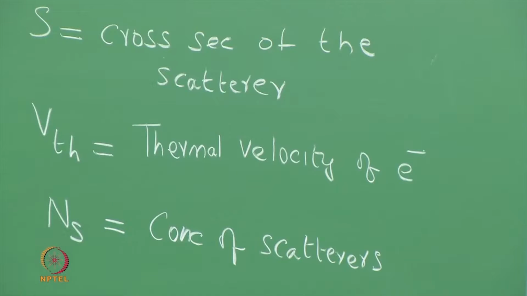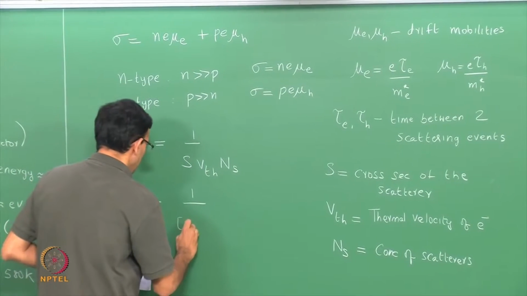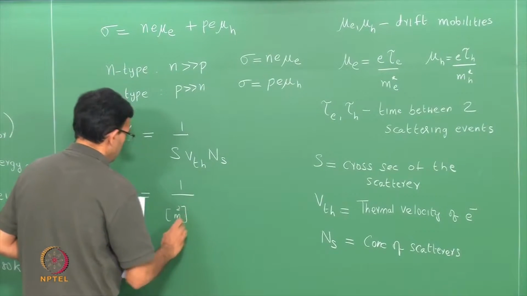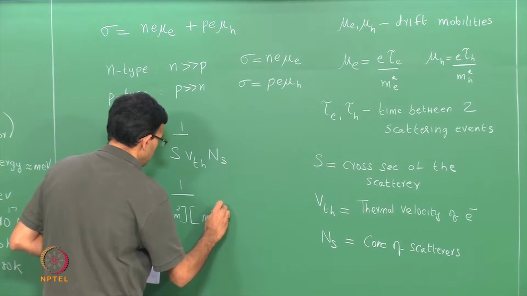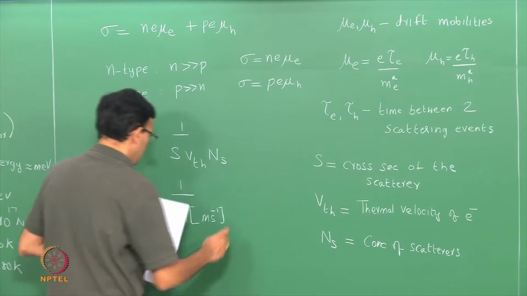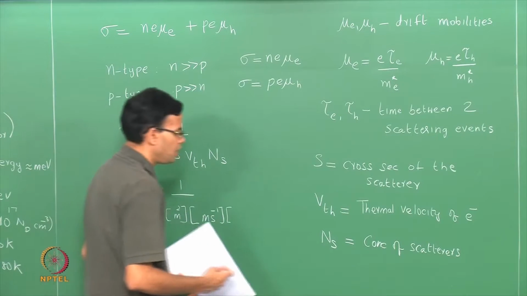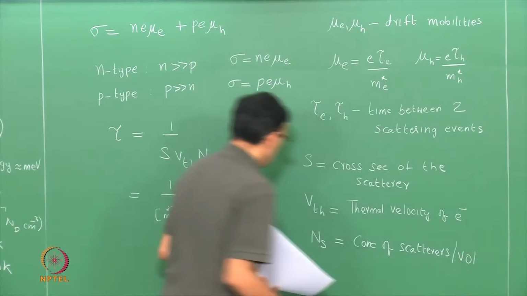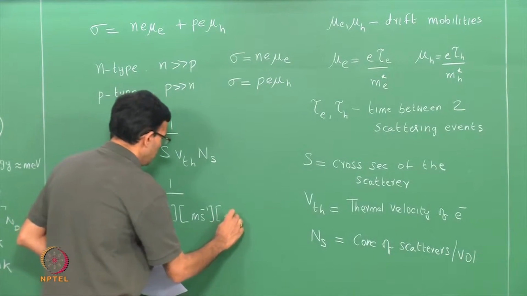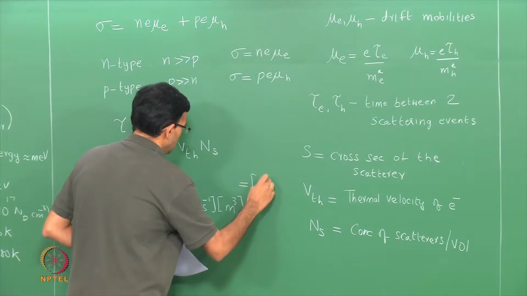If you plug in the units, S is the cross section area, which is in meter square. V thermal is the velocity, so that is meters per second. Ns is the concentration of scatterers. It is usually given per unit volume, so this is in meter cube, so that the final unit is in seconds.